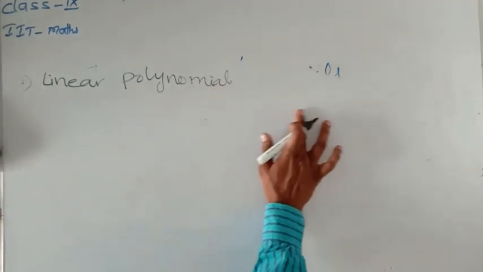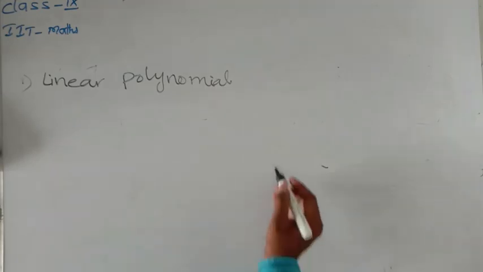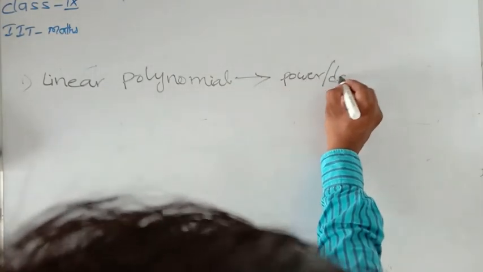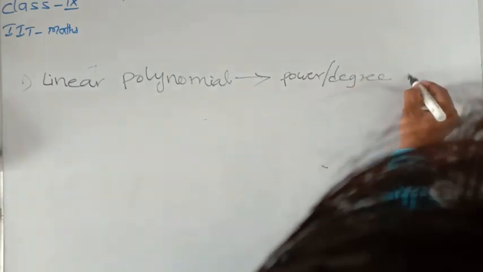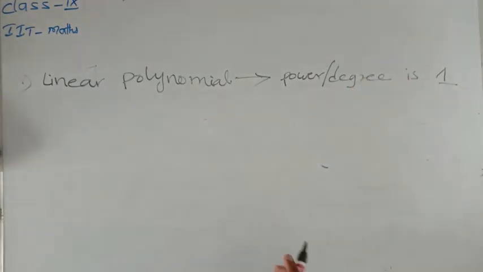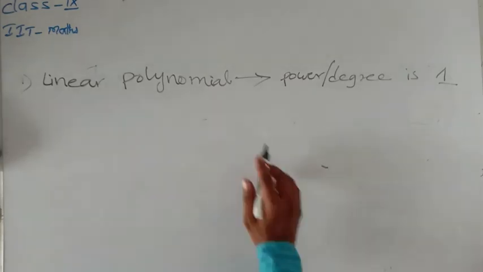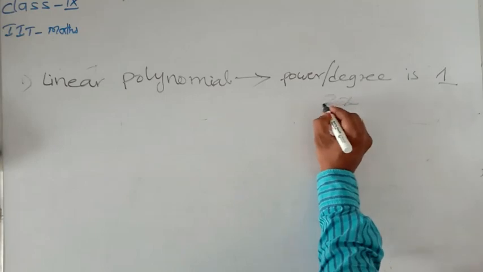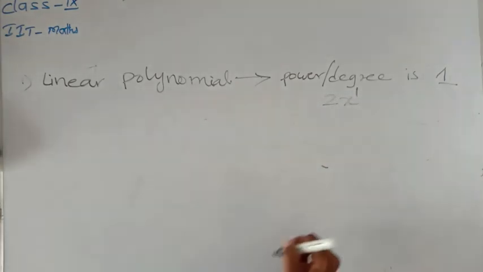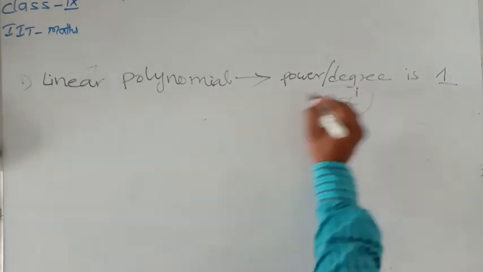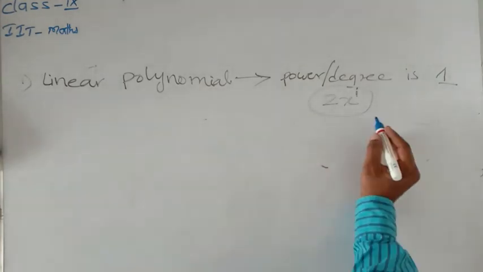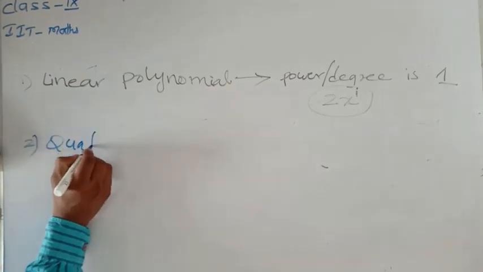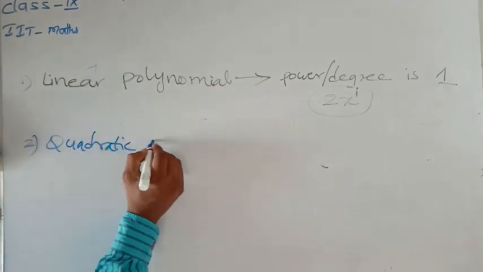What is a linear polynomial? The polynomial whose power or degree is 1. That means the highest degree of the polynomial is 1, then it is called a linear polynomial. Example I am taking 2x. Here the power of x is 1, hence this 2x is a linear polynomial. Next, second one I am taking quadratic polynomial.